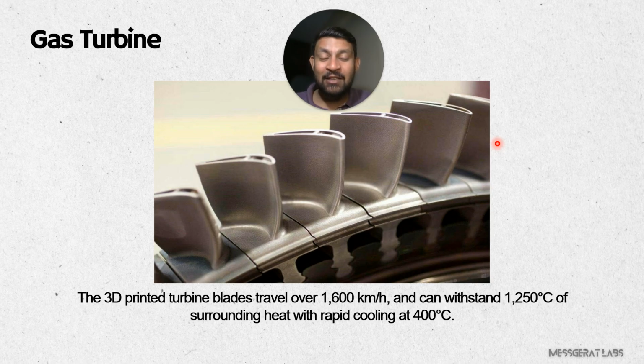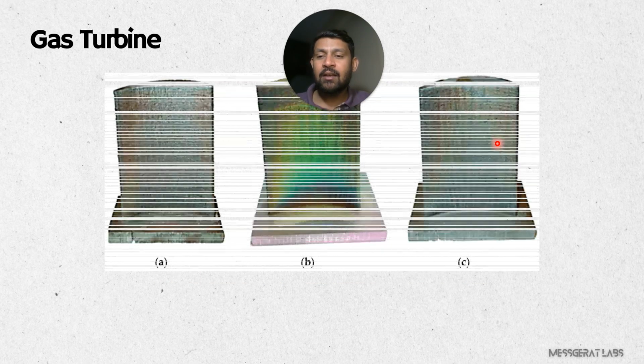Not only that, the parts undergo rapid cooling at 400 degrees Celsius because of the atmospheric conditions, and thus they need to be really strong when it comes to mechanical properties. And with 3D printing, we can achieve that. We can alter the mechanical properties for your end application, your end requirement. So this is about the manufacturing of gas turbine blades using 3D printing.